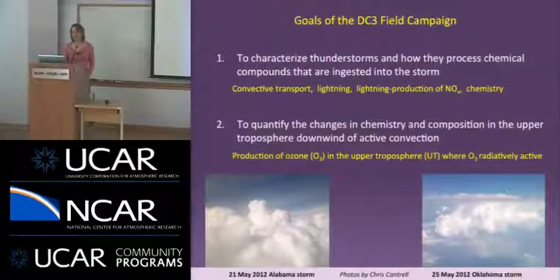The second objective of the field campaign was to quantify the changes in the chemistry and composition in the upper troposphere downwind of active convection. What we really wanted to go after was finding out more about the production of ozone in the upper troposphere, where ozone is a radiatively active gas.